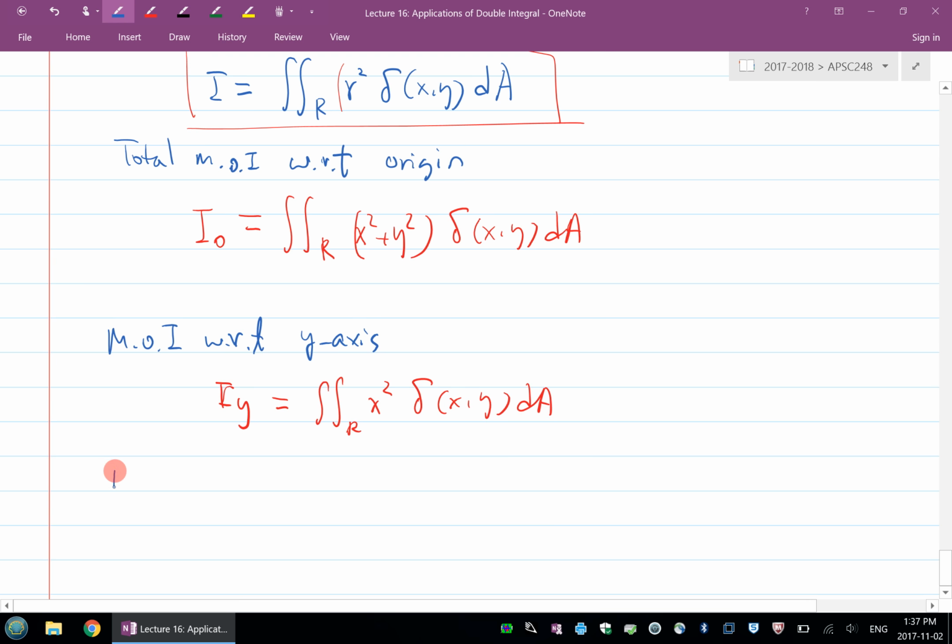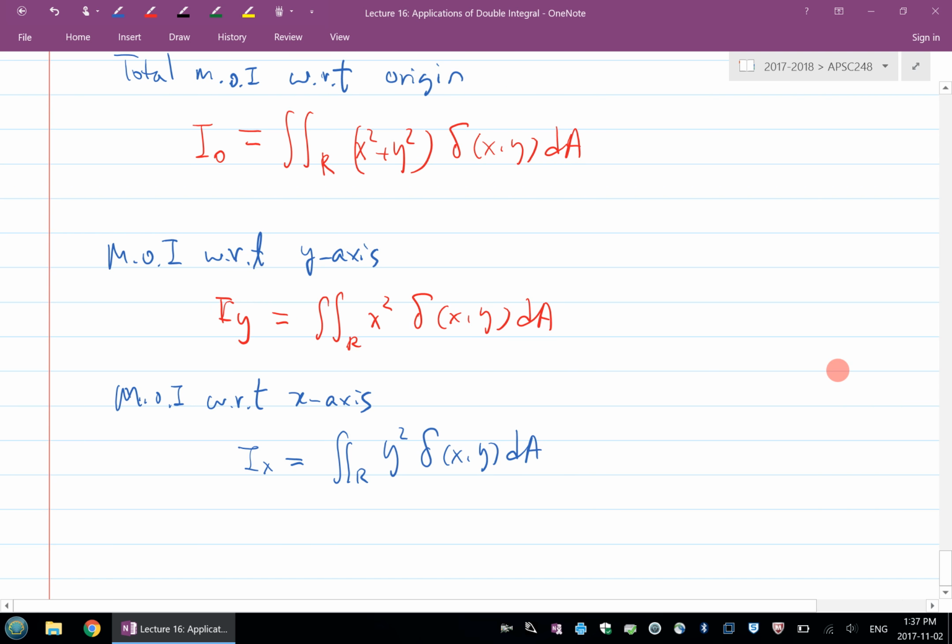So similarly, if we're talking about the x-axis, then this will be y squared dA. And if you have any other arbitrary axis, then all you need to do is to get the actual distance from that particular point to the axis.